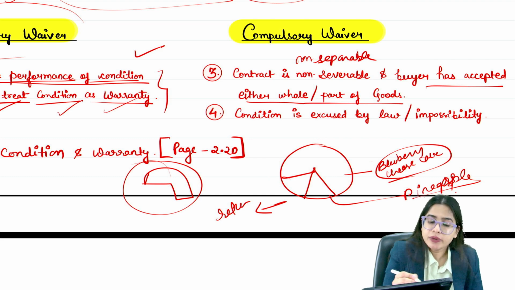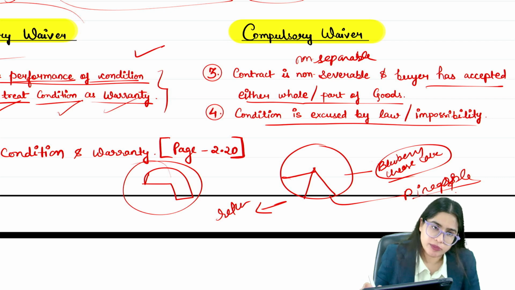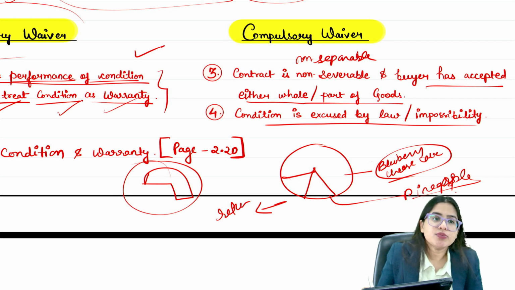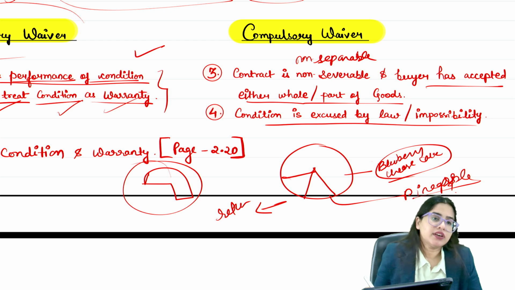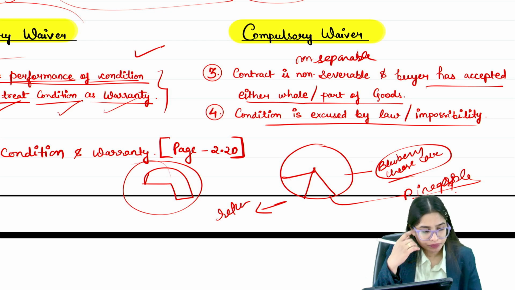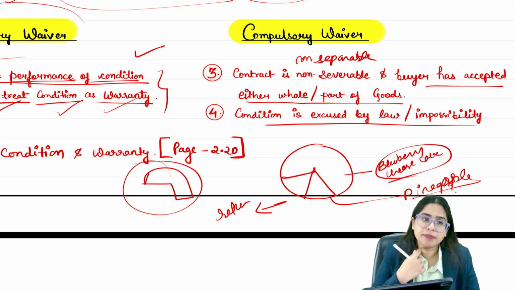Okay, and the last point, where the condition is excused by law or impossibility. Excused by law means either it became unlawful or it became impossible to perform. Okay, let's take an example.